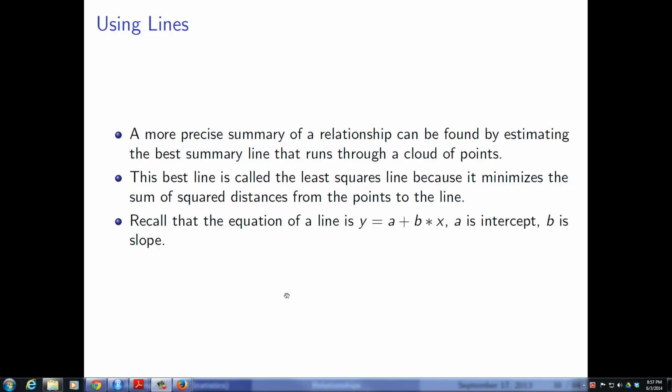Hi, welcome to the second part of the relationships lecture. We're going to start now by using lines to summarize the relationship that we've been seeing in a scatter plot.